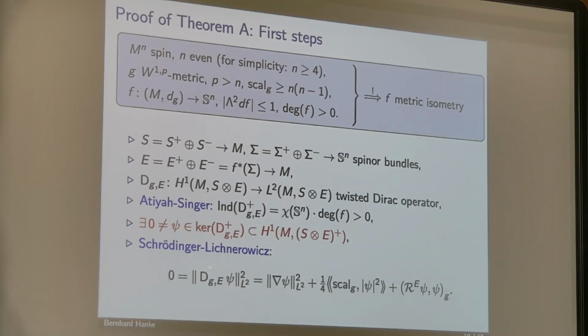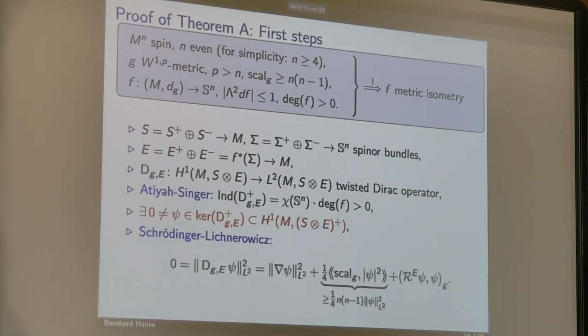On the left-hand side, we get 0 because this part here is 0 using this property here. And what happens on the right-hand side? We have these three summands. And the first one is non-negative. This is clear. It's larger than or equal to 0. By assumption, the scalar curvature of g is bounded below by n times n minus 1. So this expression is bounded below by 1/4 n times n minus 1.